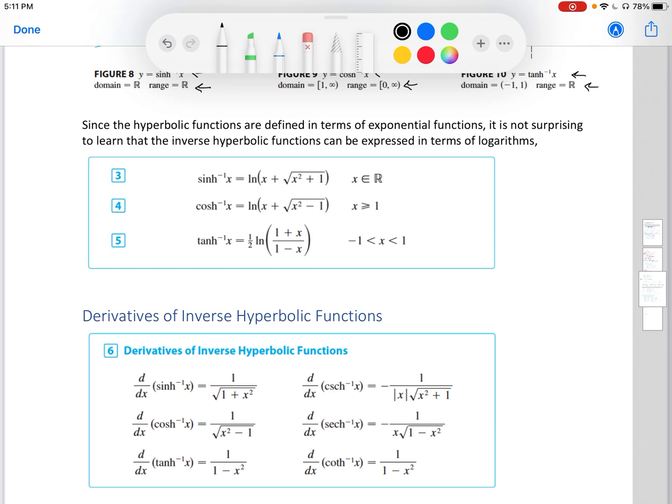Since hyperbolic functions are defined in terms of exponential functions, it's not surprising to learn that the inverse hyperbolic functions can be expressed in terms of logarithms. So this is an alternative way to work with inverse hyperbolic trig functions.